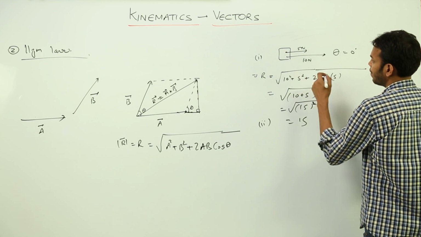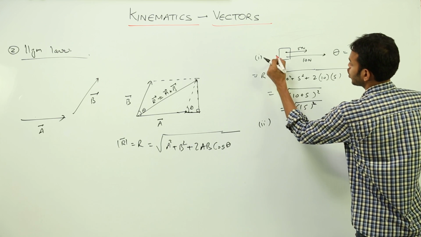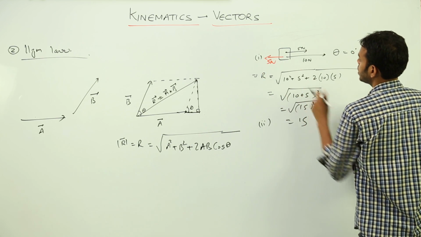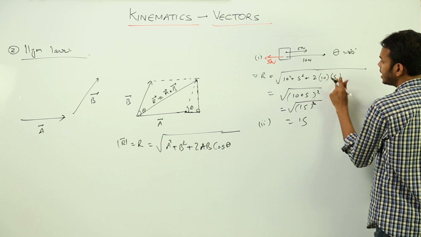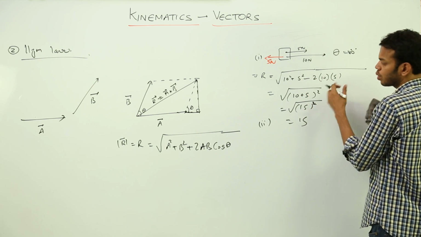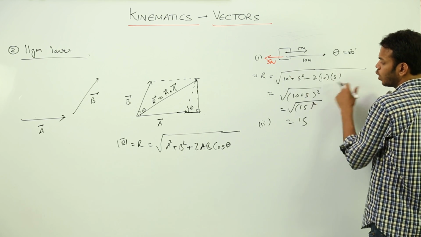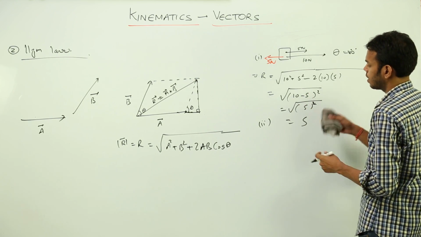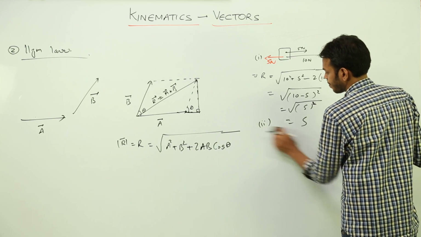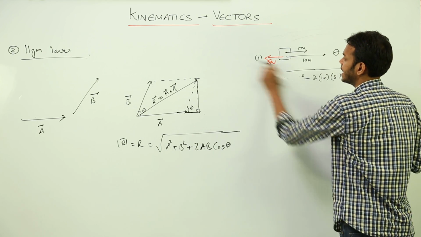In the same way, if the second force was acting opposite to it, 5 newtons, the angle right now is 180 degrees, and here cos 180 is minus 1. So cos 180 is minus 1, and this whole thing becomes 10 minus 5 whole square, which is 5 whole square, which is 5. So the formula is very well valid.